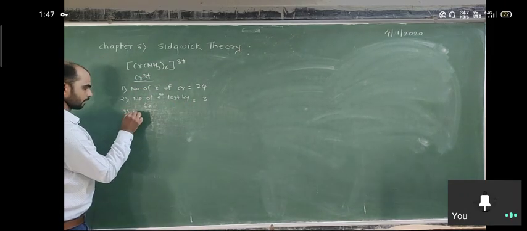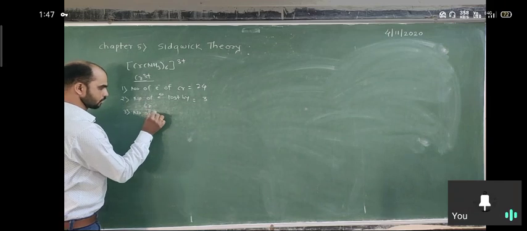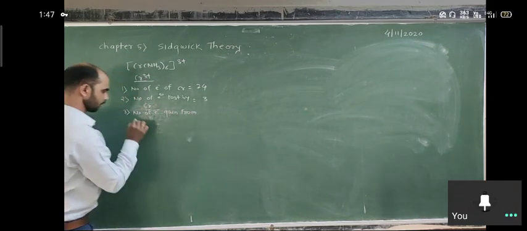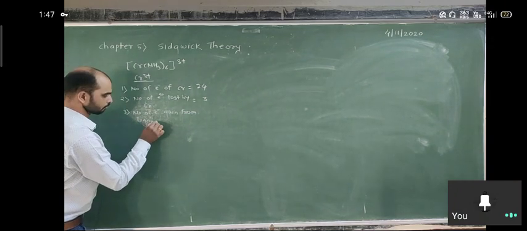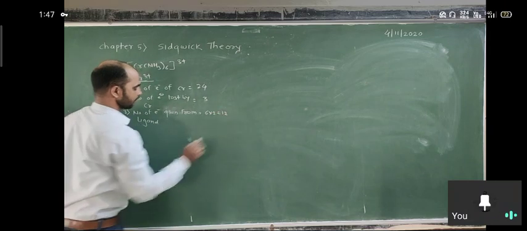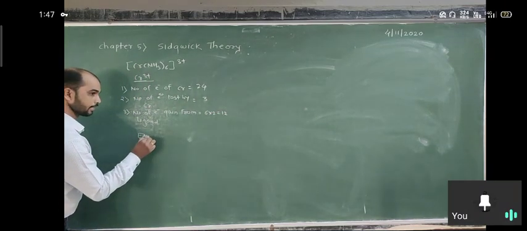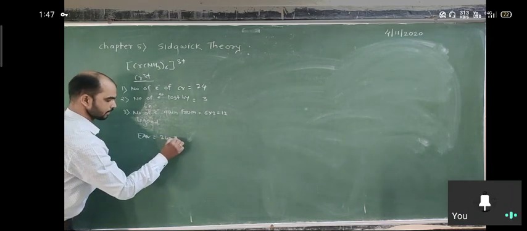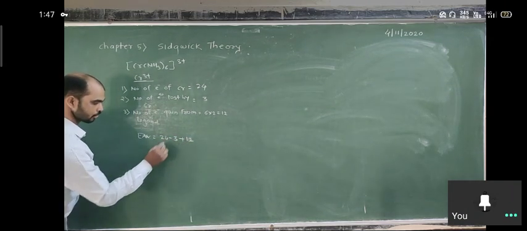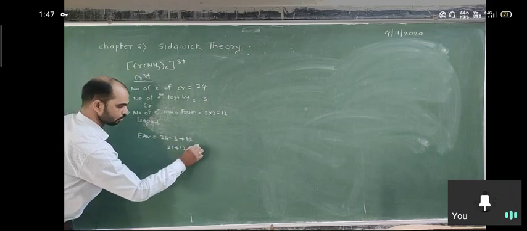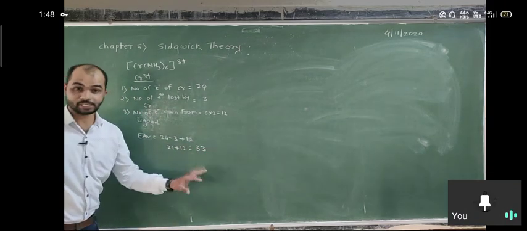Third point, number of electrons gained from ligand. Here 6 into 2 is equal to 12. So according to the rule, EAN is equal to 24 minus 3 plus 12. So 24 minus 3 is 21, plus 12 is equal to 33, and this is not equal to 36.